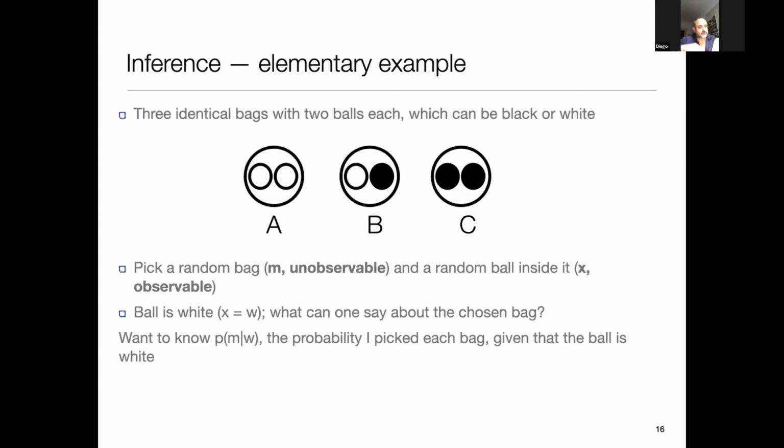So let's see an elementary example of this, just to fix our ideas. Suppose that we have 3 identical bags, okay? And in each bag there are 2 balls. And the balls can be black or white. In bag A, we have 2 white balls. In bag C, we have 2 black balls. And in bag B, we have 1 white and 1 black.